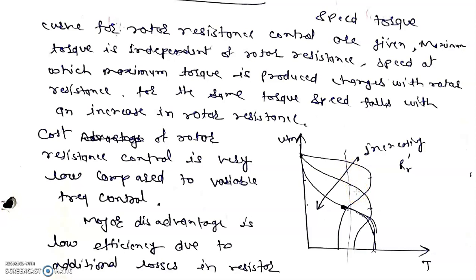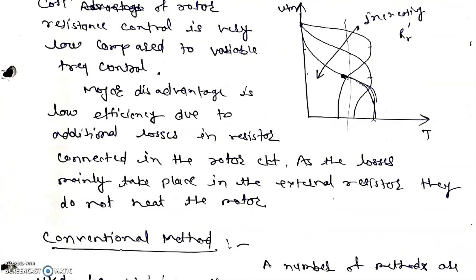Cost of rotor resistance control is very low compared to variable frequency control. The major disadvantage is low efficiency due to additional losses in the resistor connected in the rotor circuit. We have to connect external resistance to control the speed of the rotor, so losses will occur in that. As the losses mainly take place in the external resistor, they do not heat the motor.